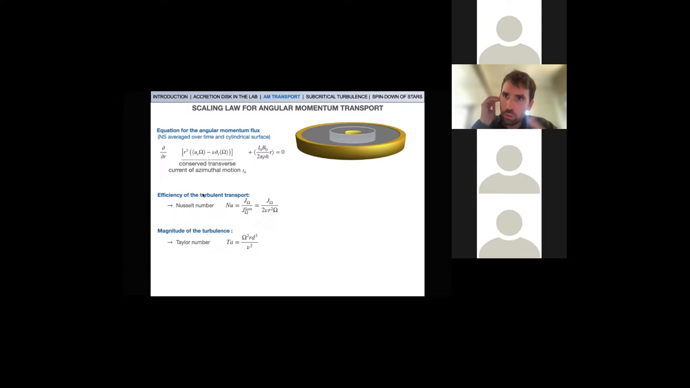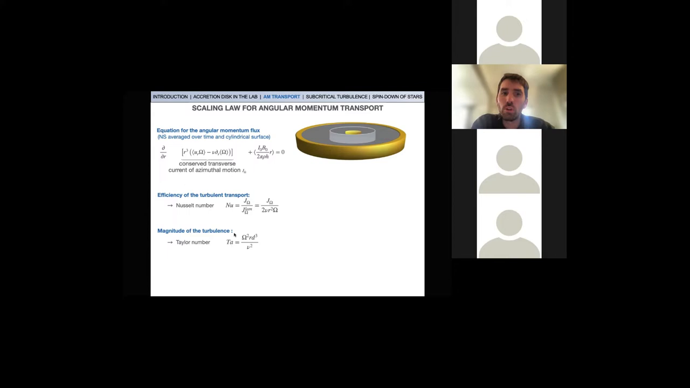You also want to define some magnitude for the turbulence. And for that, I introduce the Taylor number, which is nothing else here than a squared Reynolds number.